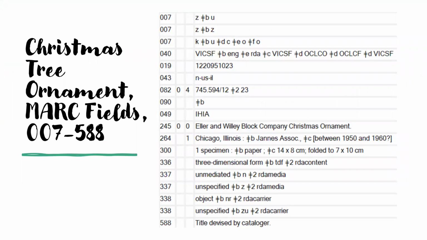So let's look at the variable MARC fields 007 through 588. Again, there are multiple 007 fields, a physical description fixed field for the ornament and the ribbon. There are multiple 337 fields, media type, and 338 fields, carrier type, reflecting the various media and carrier types for this ornament. The 300 field, physical description, gives us a little information about the ornament, that it is one specimen made of paper, and the dimensions folded and unfolded. When it's unfolded, it's 14 by 8 centimeters, and when it's folded, it's 7 by 10. And then that 588 field, the source of description note, informs us that the title was devised by the cataloger.